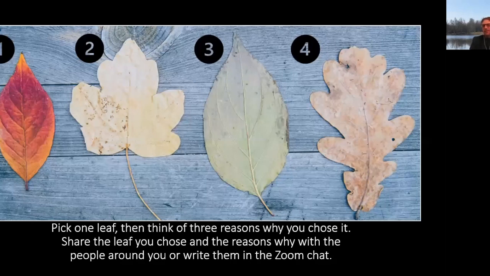Now, I was looking through the chat at the leaves and some of the reasons, and they're all valid. They're all correct. And hopefully those of you that were with other people and were able to talk with them noticed that same exact thing.